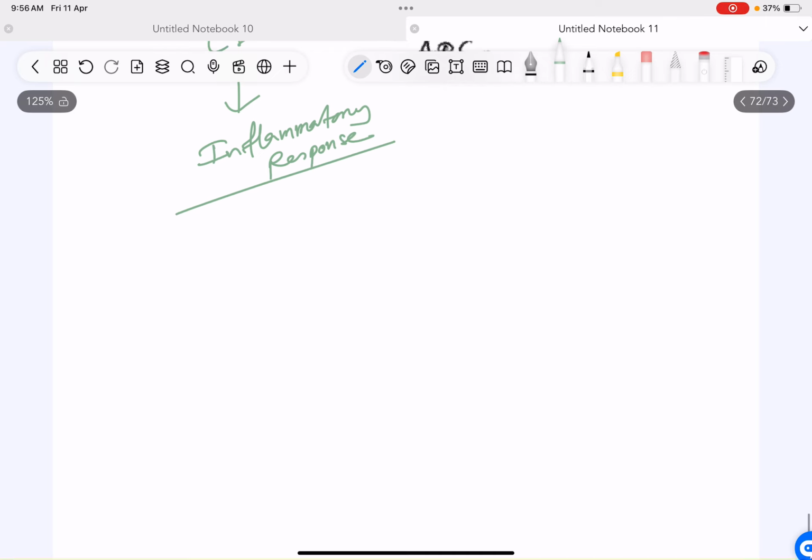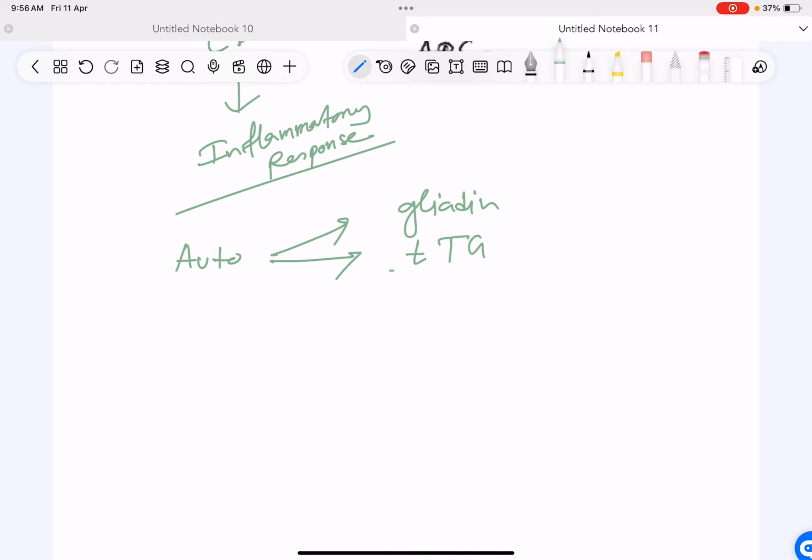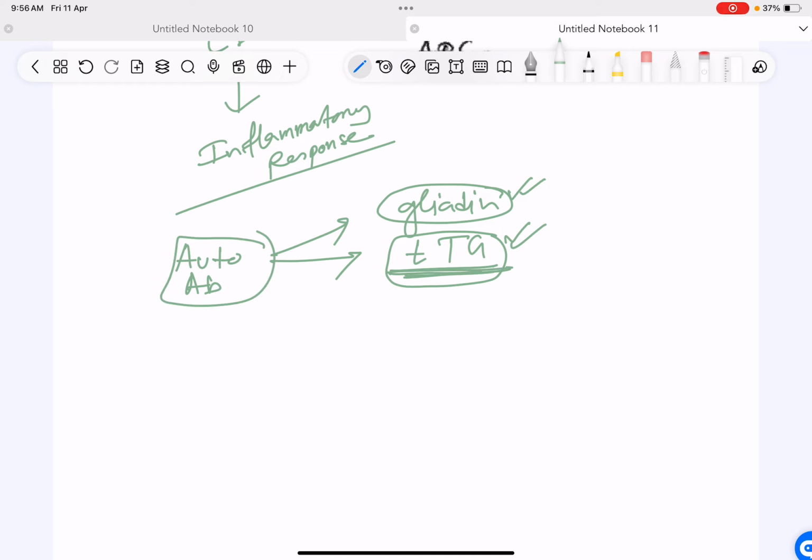And the body will start producing autoantibodies, mainly targeting the gliadin and the TTG, tissue transglutaminase, because this enzyme converted the gliadin into deamidated gliadin. So the autoantibodies target gliadin as well as TTG, but mainly the TTG. This is the main target. Tissue transglutaminase becomes the main target of the autoantibodies. And accidentally, while attacking the tissue transglutaminase enzyme, they also attack the endomysium.